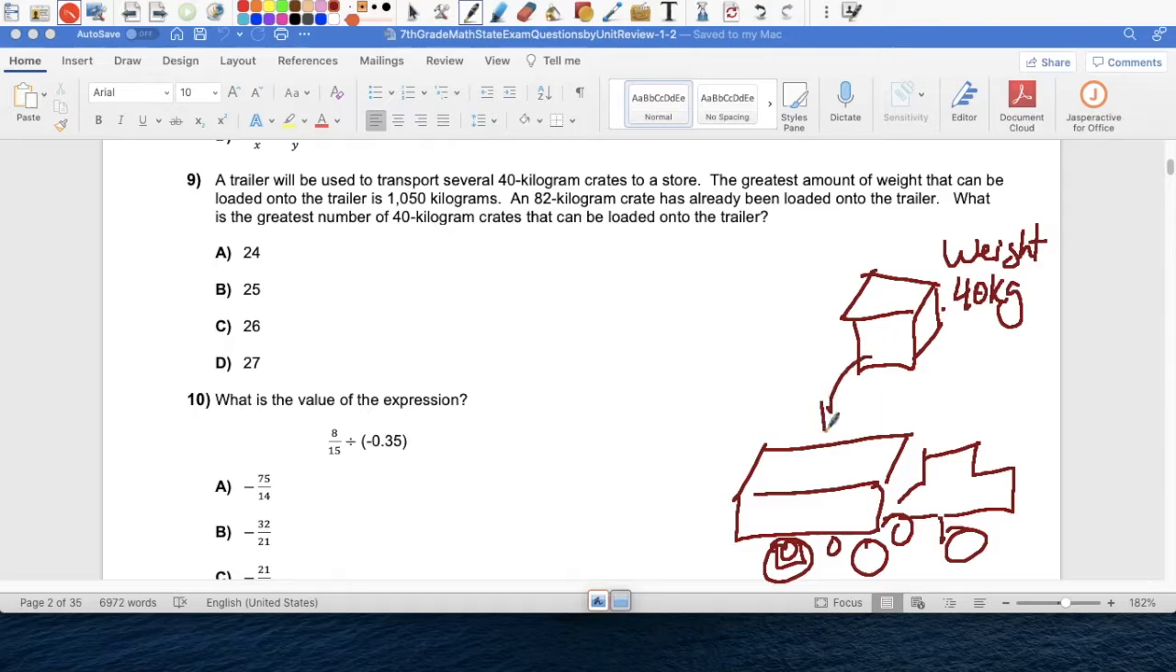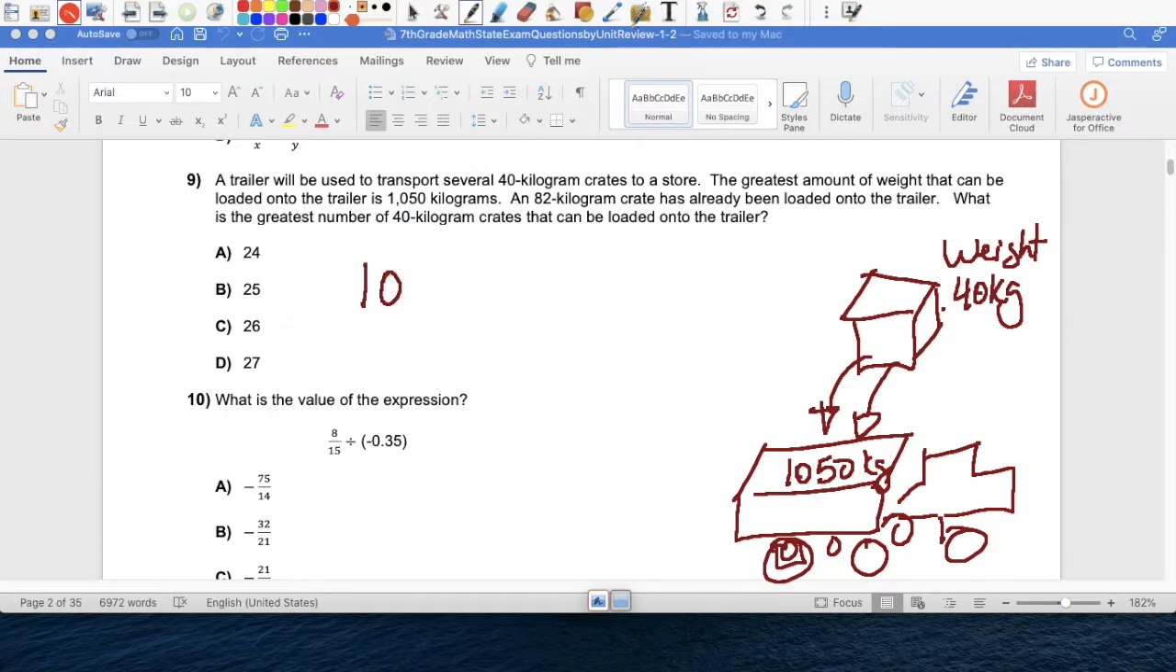And we want to put these inside the truck. And the total weight that this truck can accept is 1,050 kilograms. So it already has 82 kilograms inside. So what is the greatest number of 40 kilogram crates that can be loaded? So think about this. It's an inequality, right?